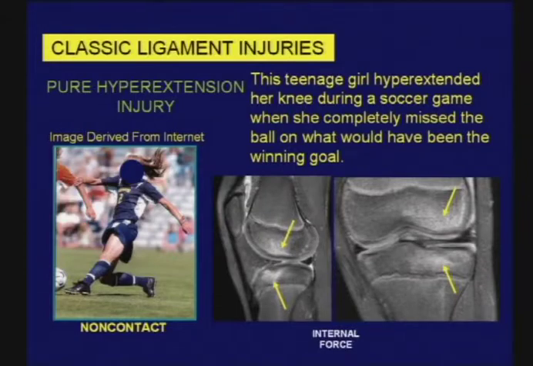The picture on your left, a teenage girl hyperextended her knee during a soccer game when she completely missed the ball on what would have been the winning goal. In this example, with that history from our practice, the main finding we saw related to hyperextension was this offset marrow edema noted anteriorly due to the contact of the femoral condyle and the tibial plateau. So bone damage anteriorly. Anterior aspect, medial tibial plateau, anterior aspect of the lateral tibial plateau, very important.